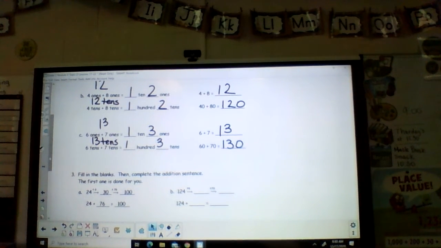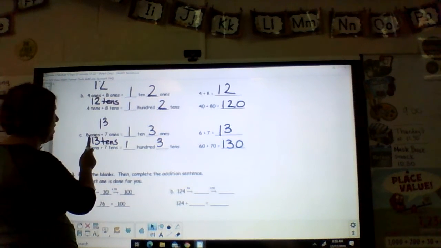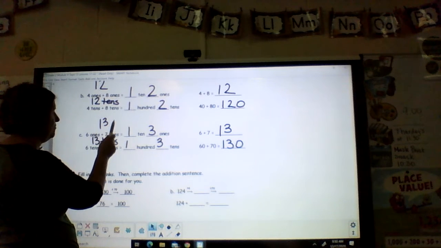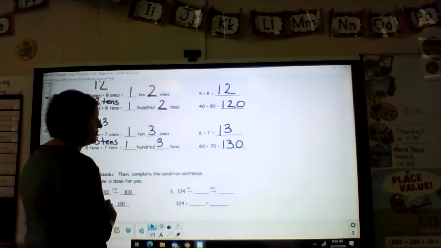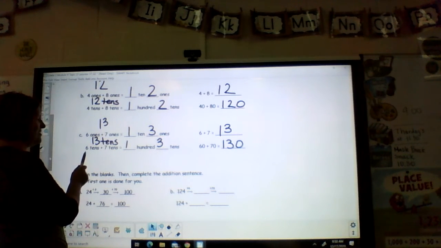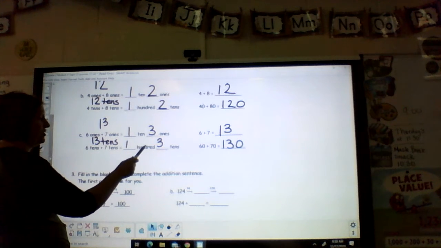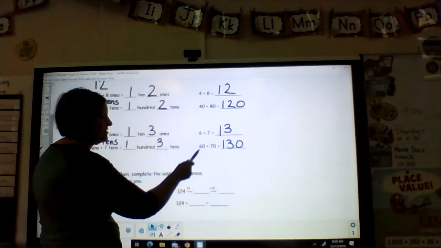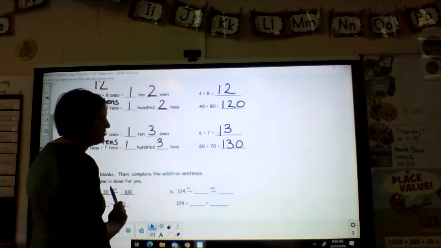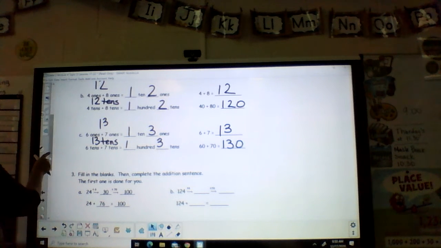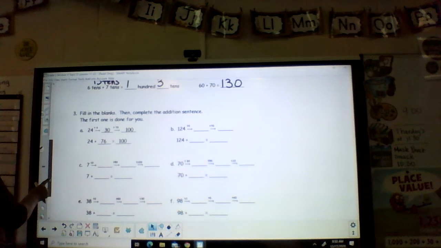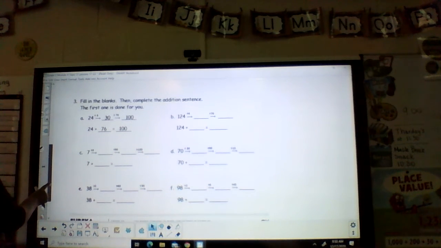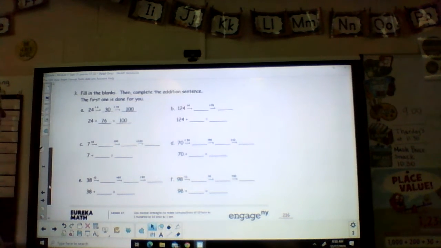All right. So I know that 6 ones plus 7 ones is 13, which is 1 ten and 3 ones. So 6 plus 7 is equal to 13. I also know that 6 tens plus 7 tens is 13 tens, which is 100 and 3 tens, which means 60 plus 70 equals 130. All right. The problems at the bottom say fill in the blanks and then complete the addition sentence. The first one is started for you.